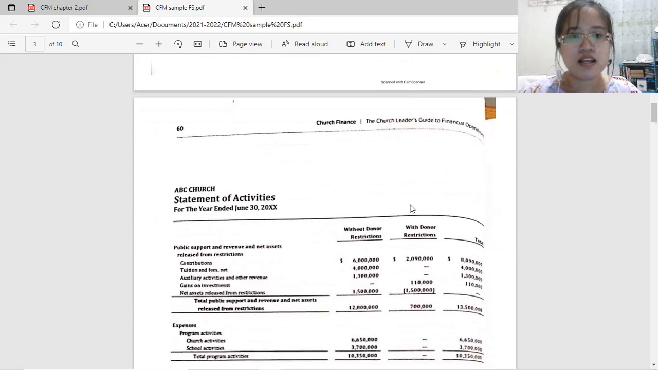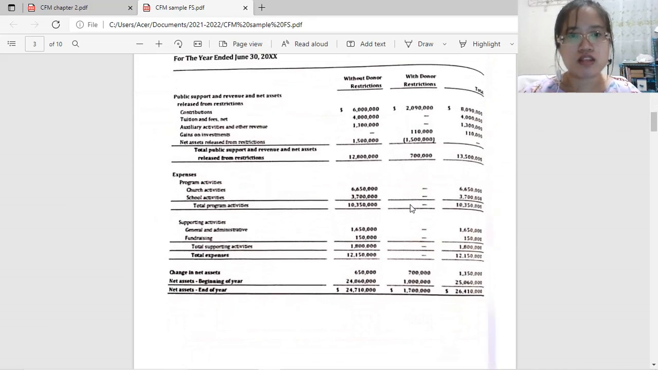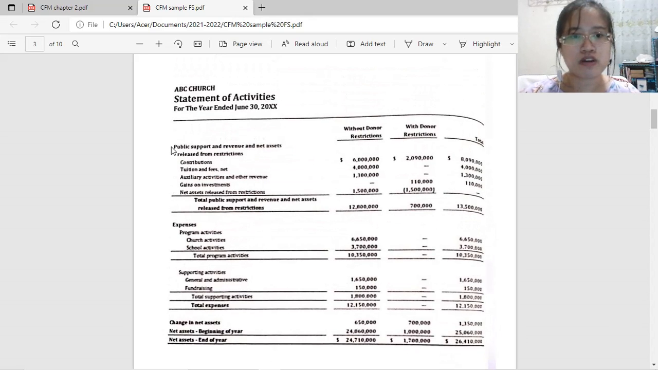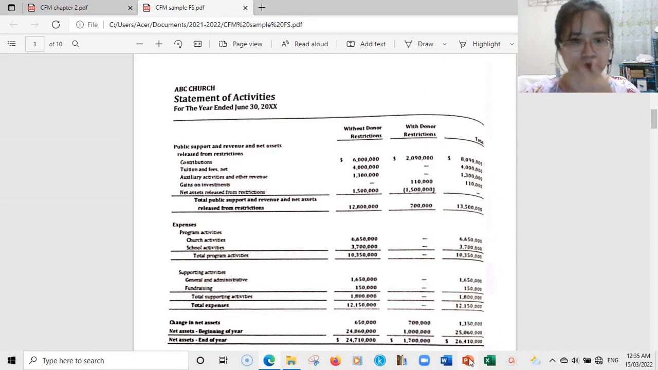Next, we have the statement of activities. You have your revenues: contributions, tuition, other sources of funds, donations, gain on investments. And then you have your expenses for the programs, activities, supporting activities, salaries and wages of the church workers, fundraising, and so on. And then you have columns here, one without donor restrictions and one with donor restrictions, and then you have the total.